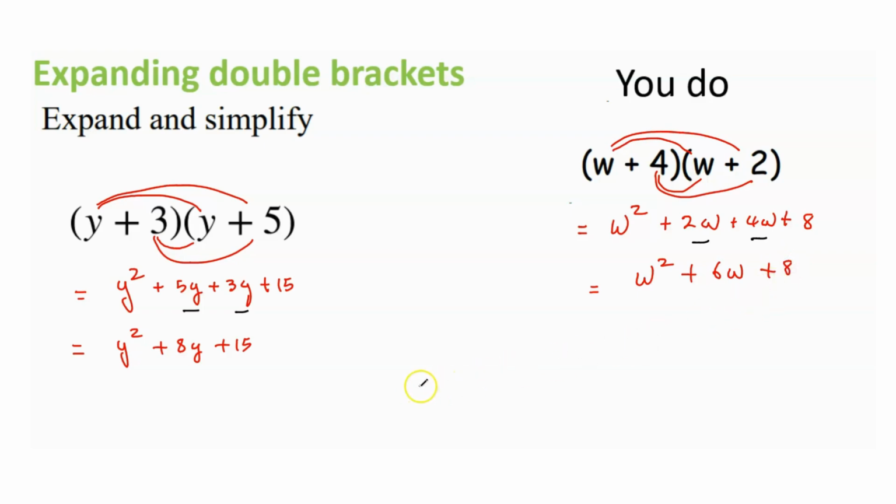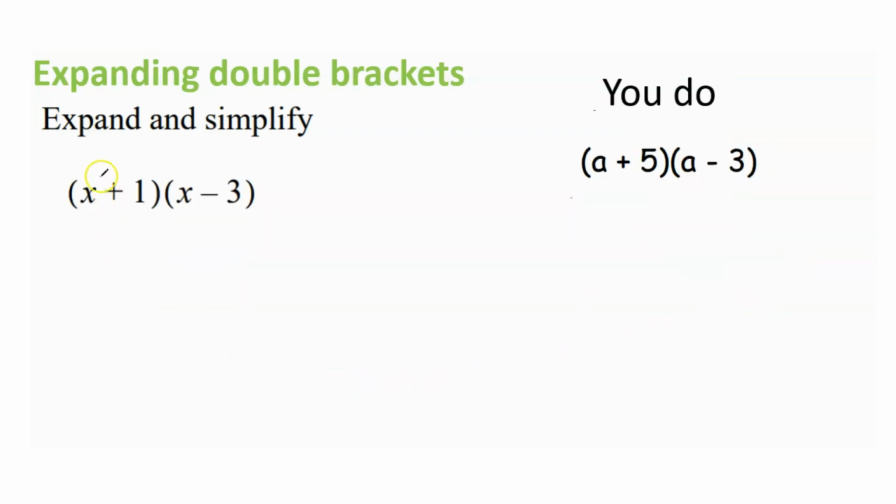Let's examine another type of question. So we multiply x times x, so we get x squared. X times minus 3, we get minus 3x. 1 times x, we get x. 1 times minus 3, we get minus 3.